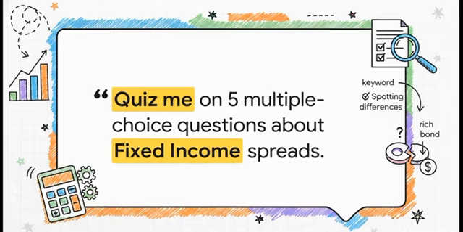To really lock this in before exam day, I highly recommend using AI for some active recall. Take this exact prompt you see right here. Quiz me on 5 multiple-choice questions about fixed income spreads, one at a time, and explain the logic after I answer. Feed that directly into your preferred AI study tool to generate a personalized practice session.